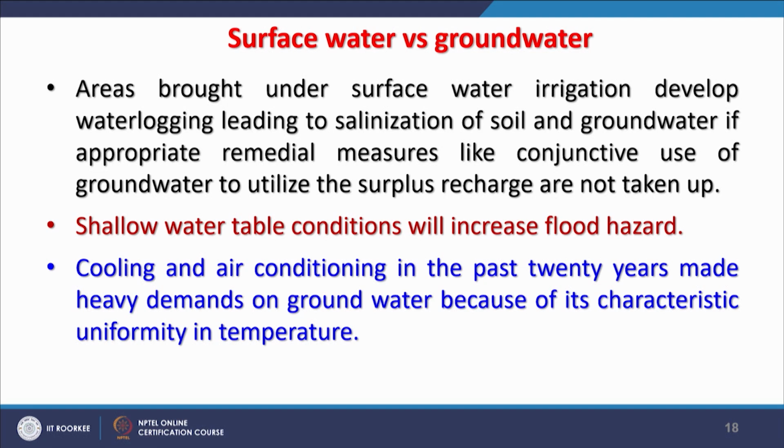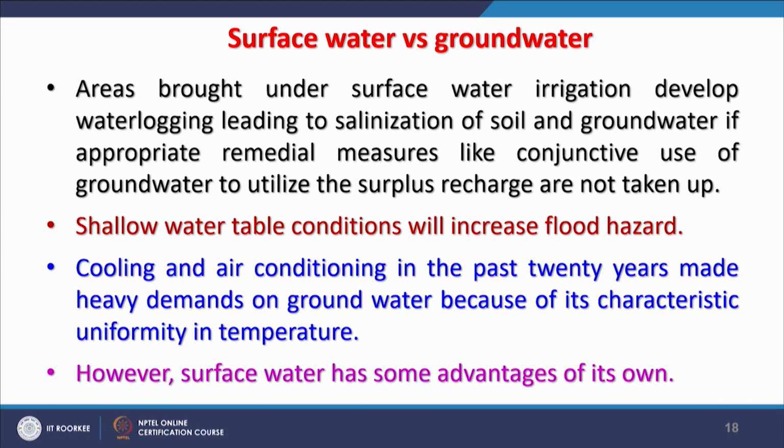Cooling and air conditioning in the past 20 years have made heavy demands on groundwater, especially for industries, because of the characteristics of surface water, which does not have a uniform temperature, whereas of course groundwater provides the uniform temperature.